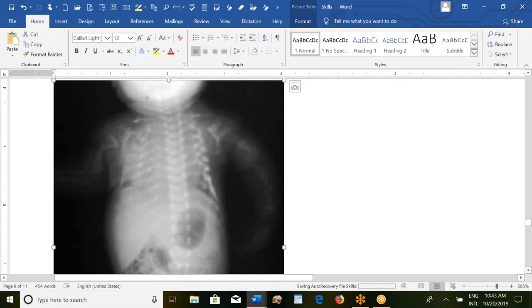So this is an X-ray of a fetus. Can you see any abnormality here? Okay, let's go to the next one. Look down. This is a diaphragmatic hernia.